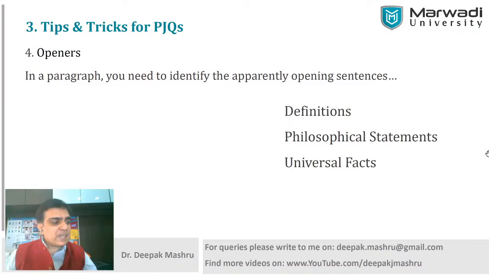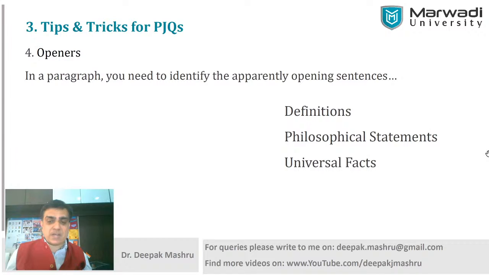Okay, now there are obvious openers, right? We call them the sentences which generally we find as the opening of the paragraphs, right? So we need to find out those kinds of things. Generally, when we are given definitions or philosophical statements or universal facts, specifically when things start with "it", make sure that if it is not related to something else as a pronoun, then that sentence can be the beginner, that can be the starter.